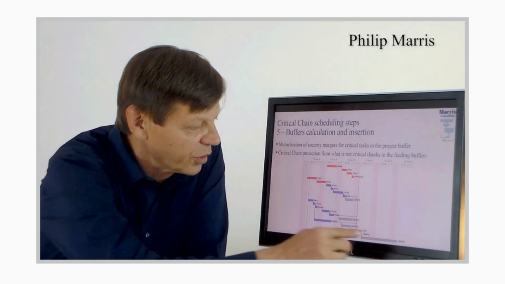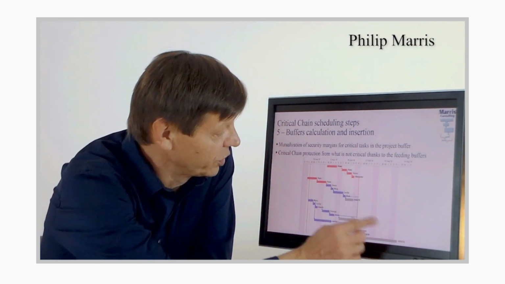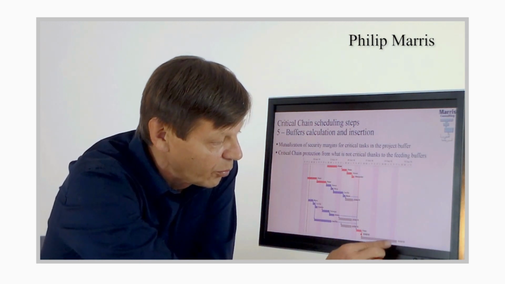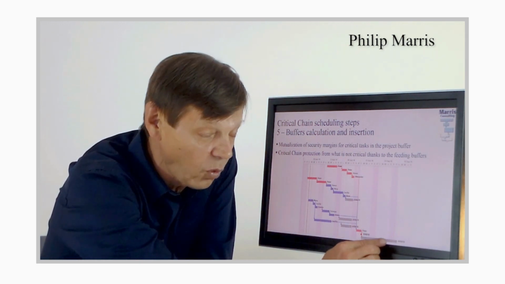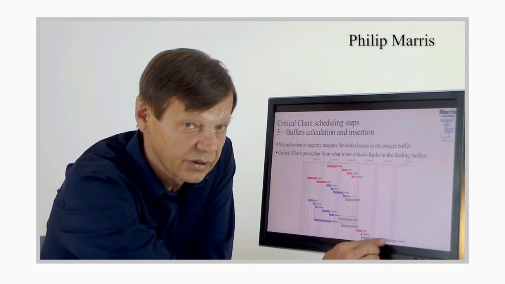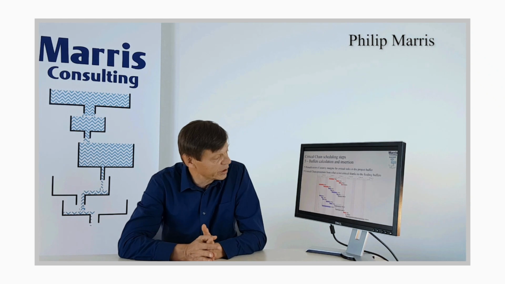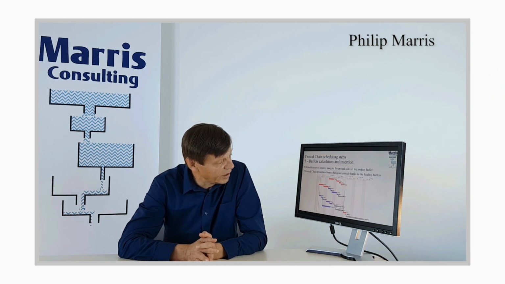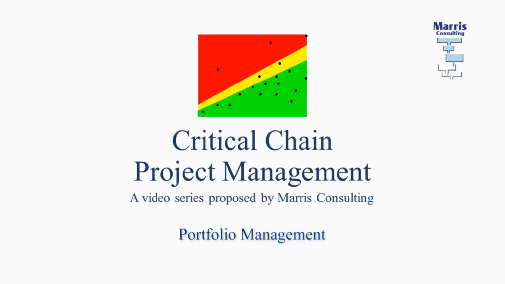So the probability of doing the project quickly but finishing on time or even before the given due date is very significant. And that's planning according to critical chain, a very efficient planning which is very robust. Let's now talk about portfolio management.